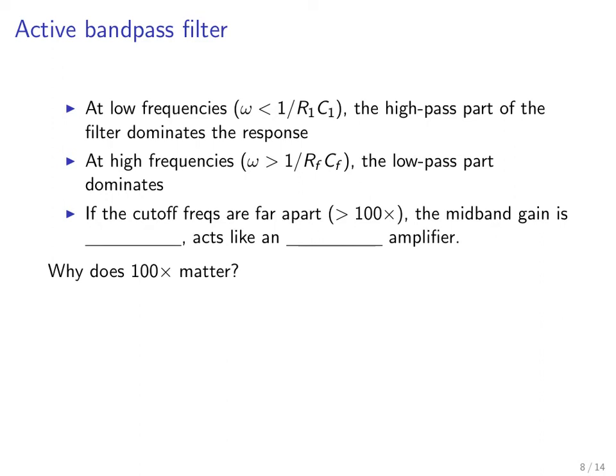So what we have is that at low frequencies, that is frequencies that are less than the high-pass component's cutoff frequency, the high-pass part of the filter is going to dominate the frequency response. Conversely, at high frequencies, where we have frequencies greater than the cutoff of the low-pass filter, the low-pass part of the filter is going to dominate. Now, if the cutoff frequencies are far apart, roughly 100 times apart or so, the midband gain is going to be the ratio RF over R1, and it acts like an inverting amplifier.